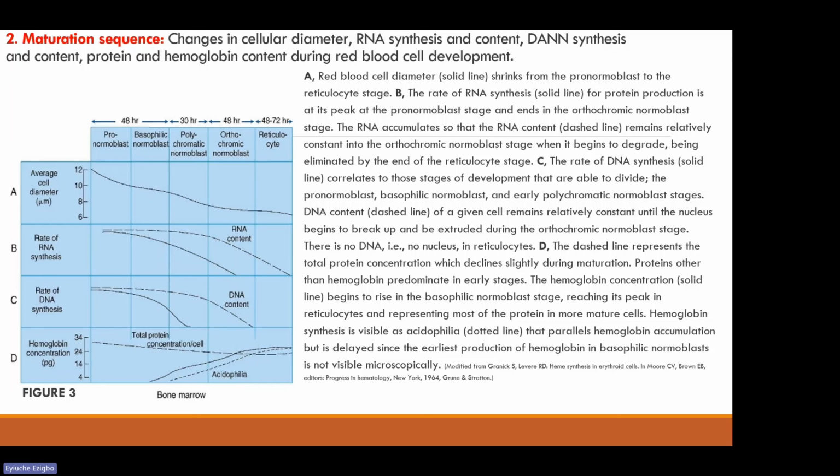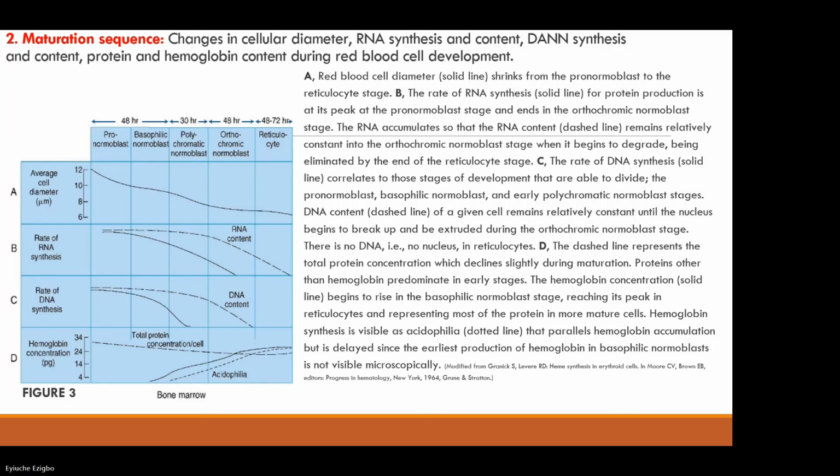A, red blood cell diameter. You can see this is a graphical description of what is happening during the process of red blood cell maturation. Red blood cell diameter, represented in solid lines, begins to shrink. It shrinks from the pronormoblastic stage, to the reticulocyte stage. You can see the reticulocytes here. The diagram is going down, so it's shrinking from the pronormoblastic stage to the erythrocyte stage.